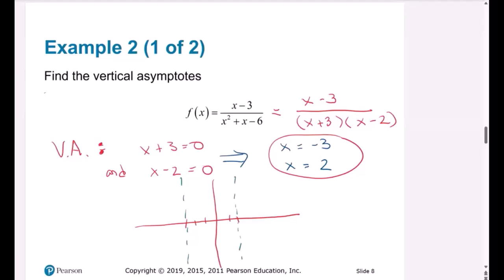This graph is going to be divided into 3 pieces. I'm going to have some part of the graph over here. I'm going to have some part of the graph between those 2 asymptotes, and I'm going to have some part of the graph over here.